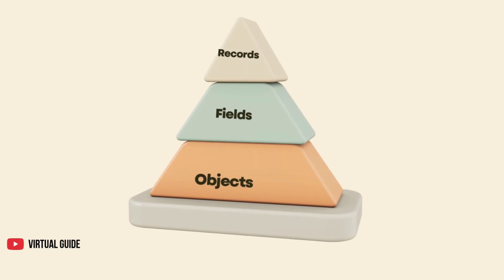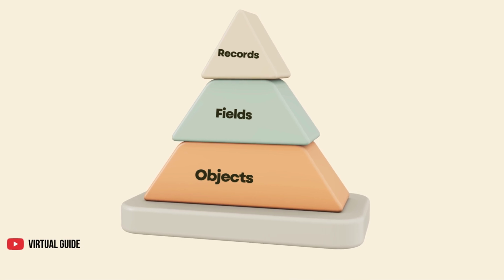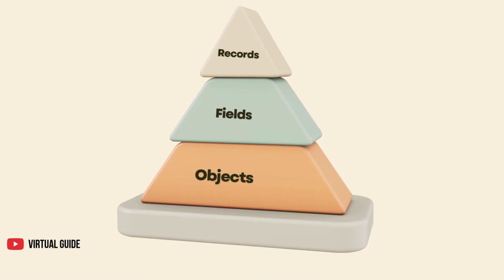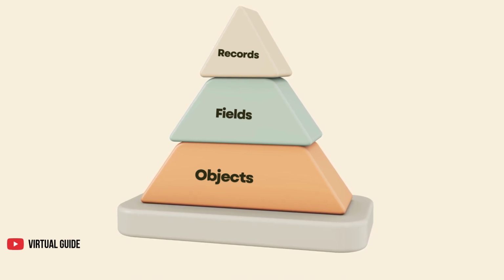So now let's connect the dots. Objects are categories of data, whereas fields are the attributes or details and records are the actual data entries. Together, they form the data model in Salesforce. It's what makes your CRM powerful, structured, organized and scalable.